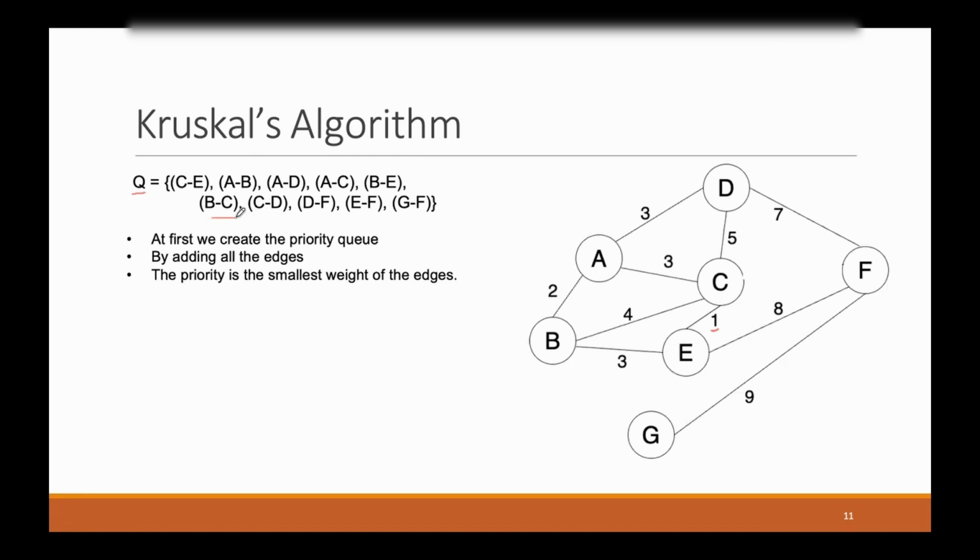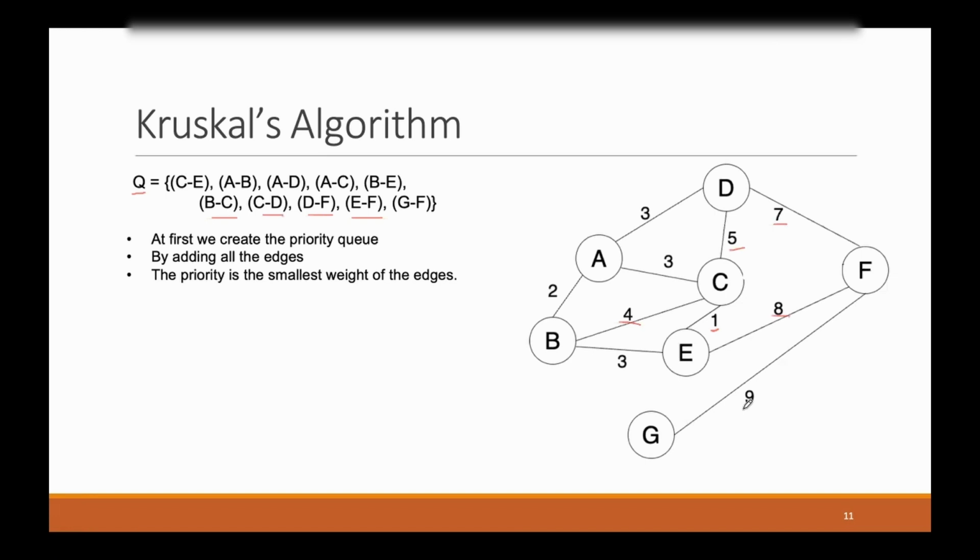Then comes BC because BC has a weight of 4, and we have only one of it. Next one is CD, which has a weight of 5. So we put in CD here. Then we have DF, the weight for DF is 7. Then we have EF. The weight of EF is 8.